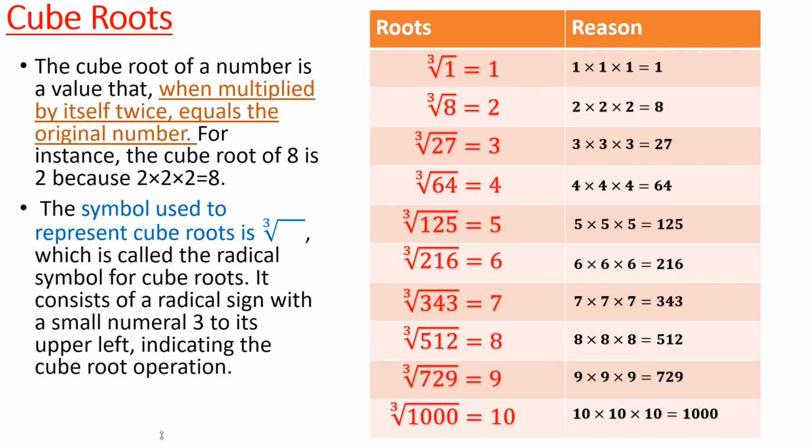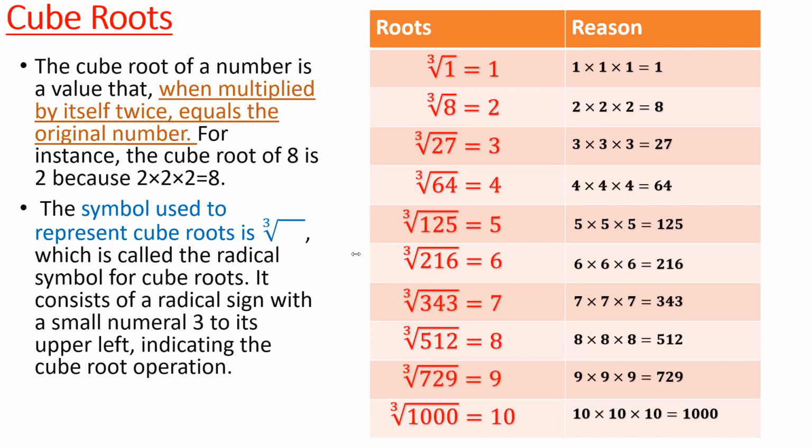All right, so Aliana. Where's Aliana? Can you read the cube root definition, please? The cube root of a number is a value that, when multiplied by itself twice, equals the original number. For instance, the cube root of 8 is 2 because 2 times 2 times 2 equals 8. The symbol used to represent cube root is the radical symbol for cube root. It consists of a radical sign with a small numeral 3 to its upper left, indicating the cube root operation.